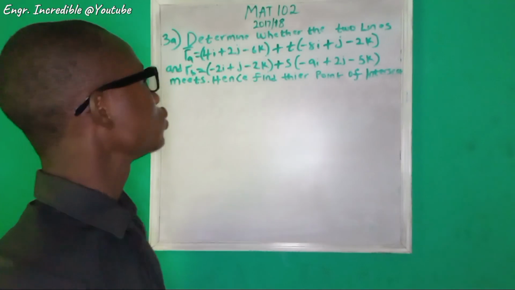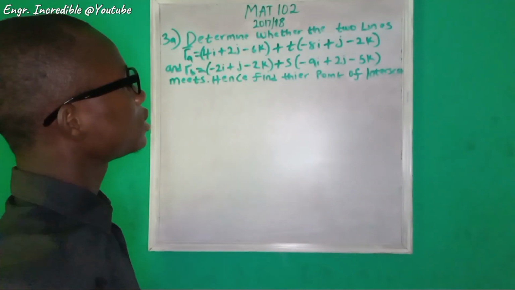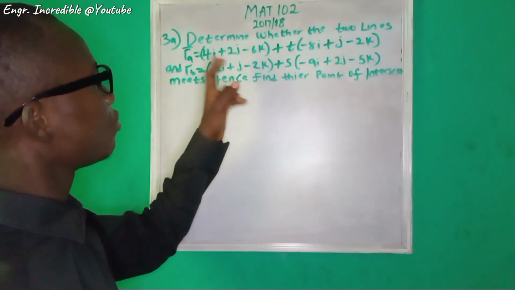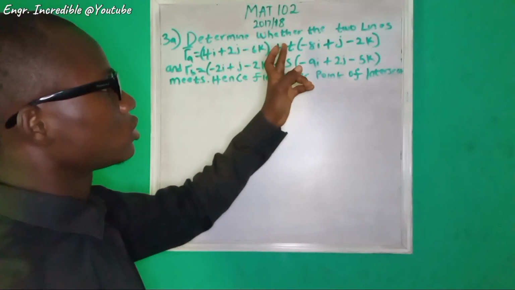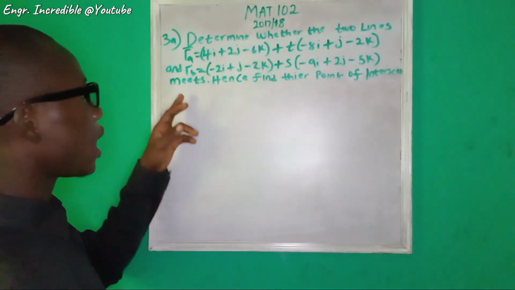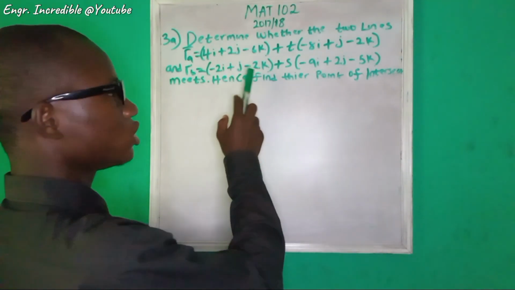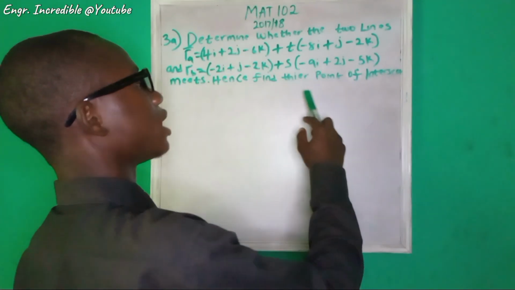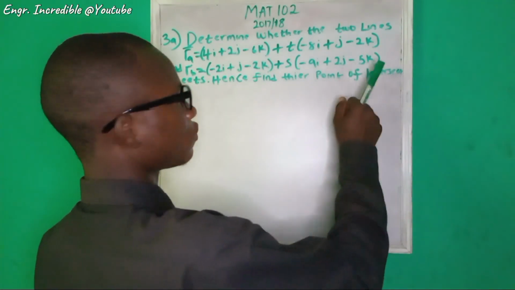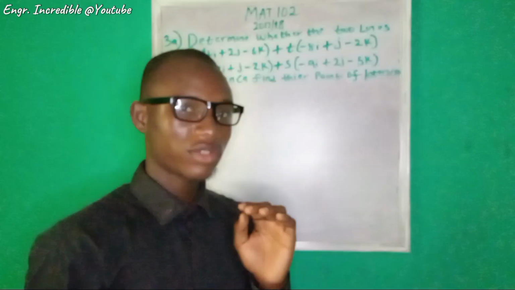So now the question 3b of the past question states: determine whether the two lines, r_A = 4i + 2j - 6k + t(-8i + j - 2k) and r_B, that is line B, = -2i + j - 2k + s(-9i + 2j - 5k), meet. Hence find the point of intersection.